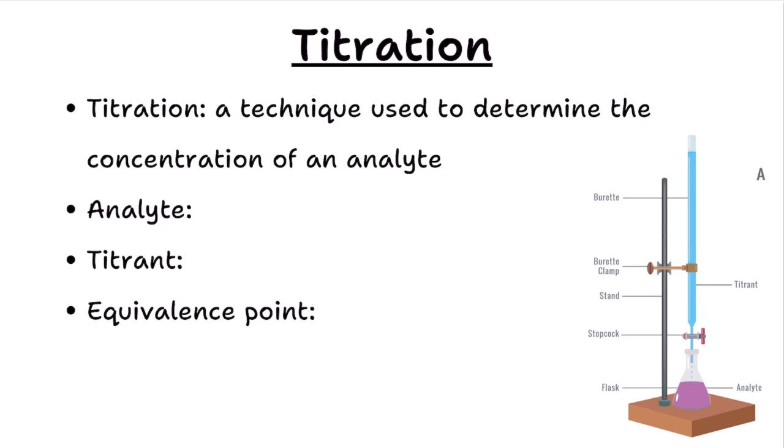Next is titration. So titration is a technique that's used in chemistry lab a lot, and it is used to determine the concentration of an analyte. So analyte is whatever the solution we are investigating or we're studying. And titrant is the solution that we used to determine the concentration of the analyte.